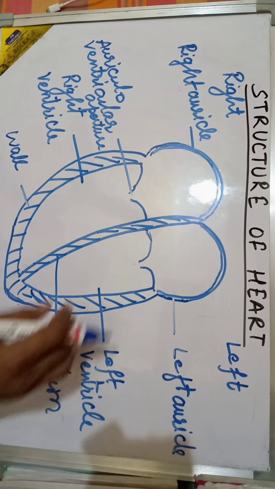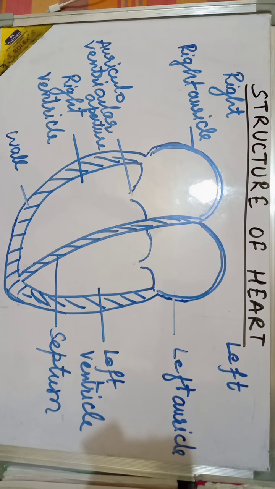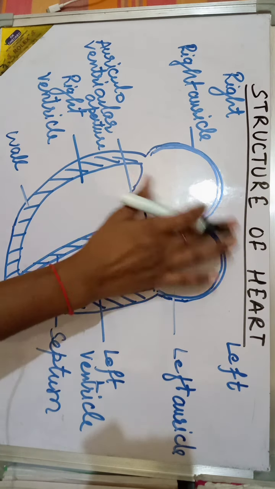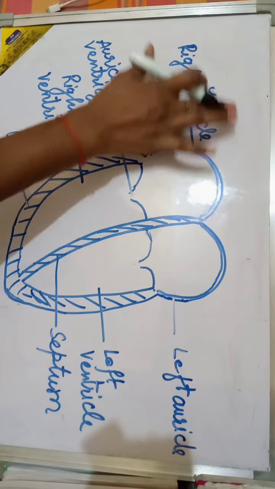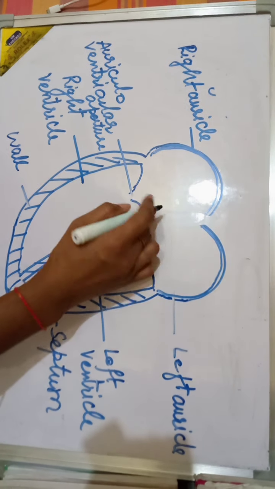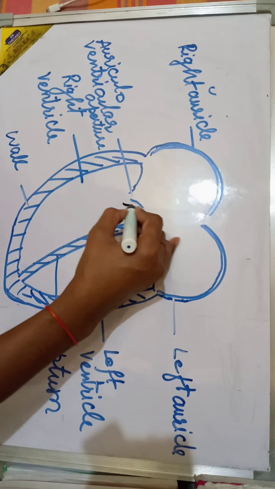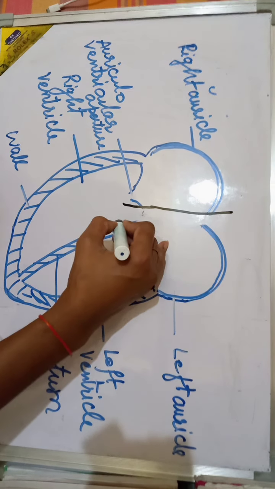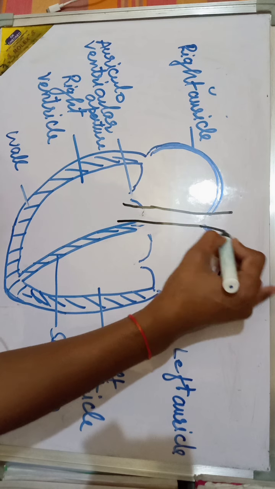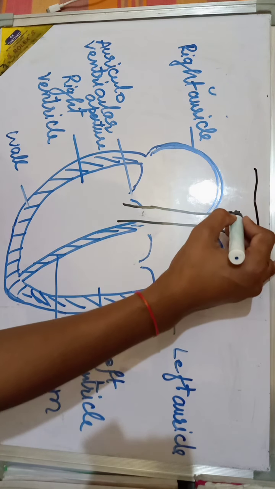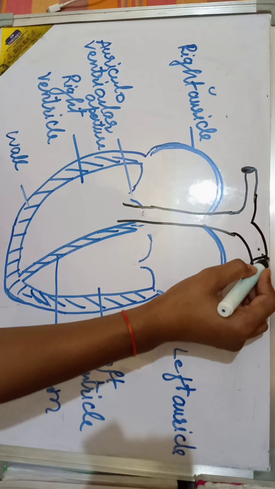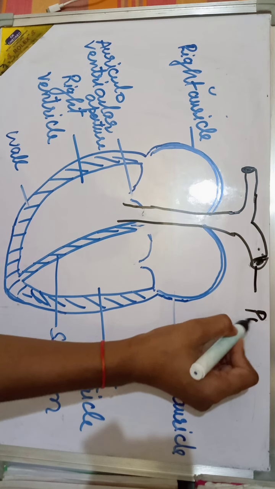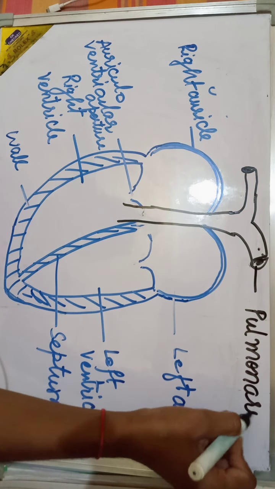Now we will see the vessels, or the blood vessels. This needs to be erased. This also needs to be erased. One blood vessel arising from where? From the right ventricle, and this is a T-shaped vessel. This is clearly a T-shaped blood vessel, and this blood vessel is pulmonary artery.